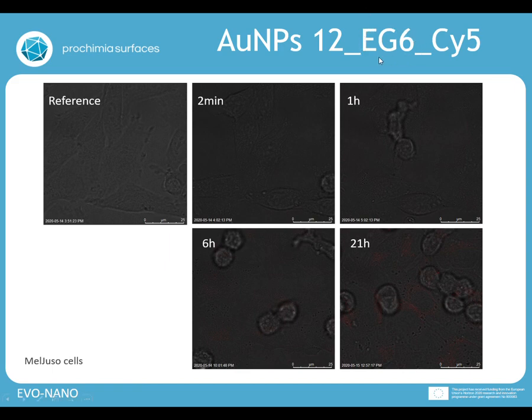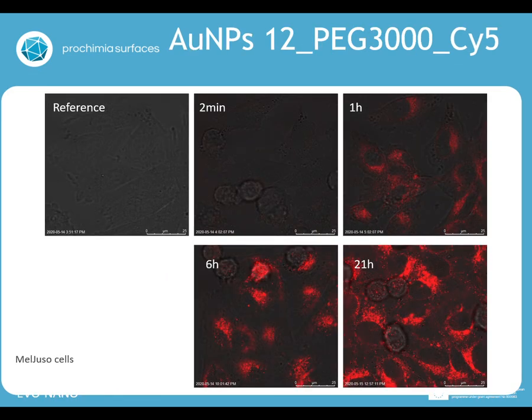So instead of the hexaethylene glycol linker for attachment of the fluorescent dye, we decided to use a polyethylene glycol with formula weight 3000. So in this way, the fluorescent dye is just moved away from the metallic core, so it can restore its fluorescent activity. And as you can see, it happened. So after 1 hour, fluorescence activity is pretty small, but after 21 hours, we have observed quite high fluorescence activity.